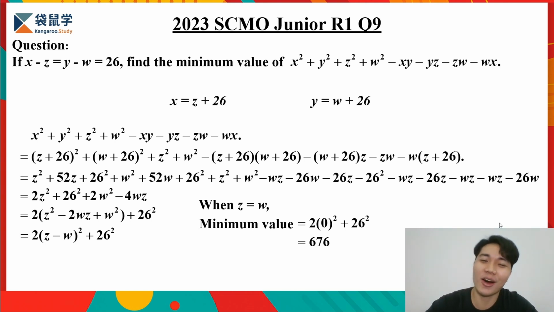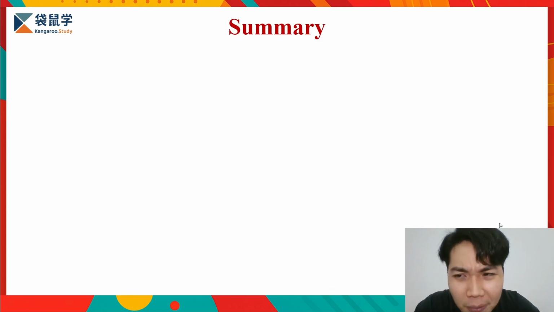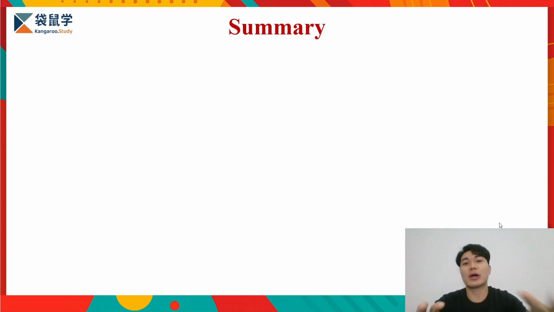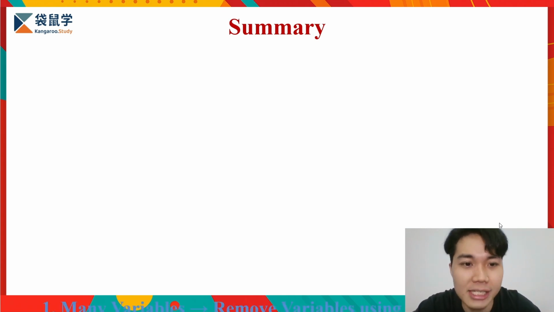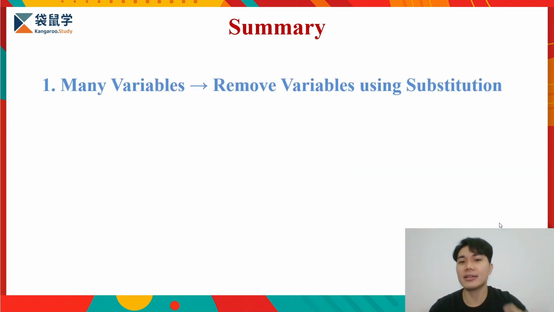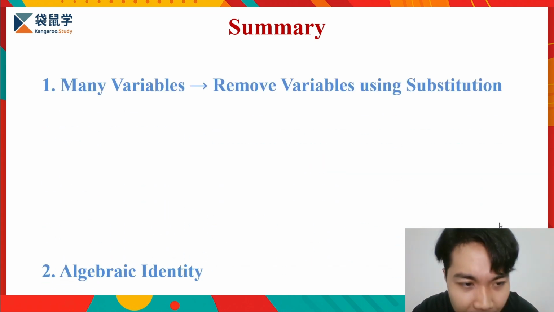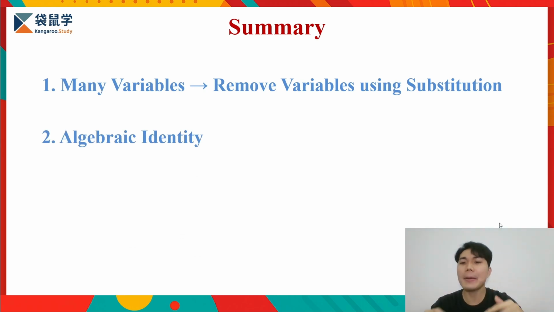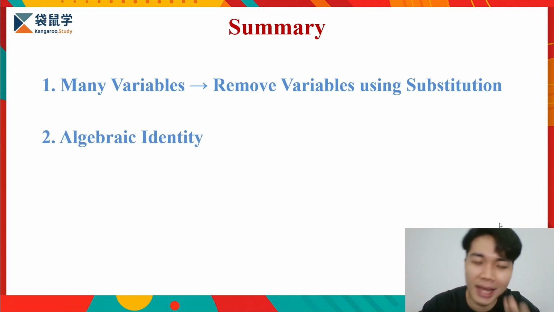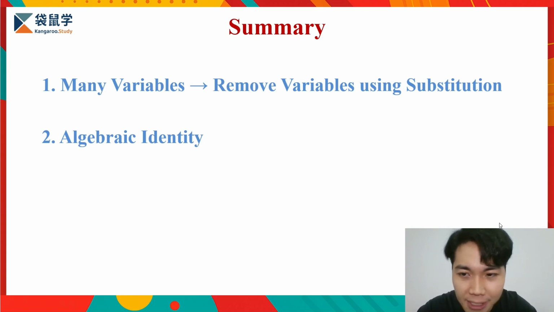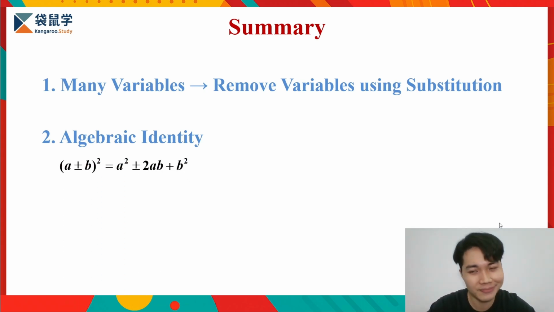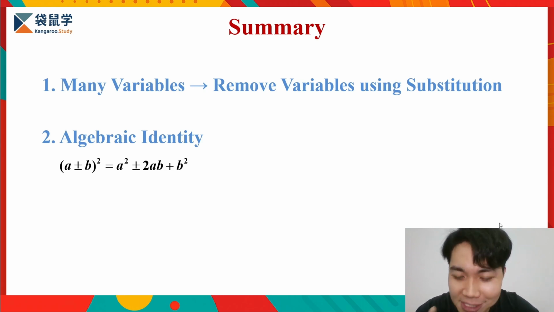So let's have a summary of how to solve this question again. First, when we have many variables, what do we need to do? Yes, we need to try to remove some variables using substitution. And we have learned a very important algebraic identity today, which is, if I have a plus b, I square the whole thing, we get left square, right square, twice the product, put it there. If it's a minus, then it will be a minus 2ab as such. So let's see if you mastered this question. Let's try another practice question right over here.